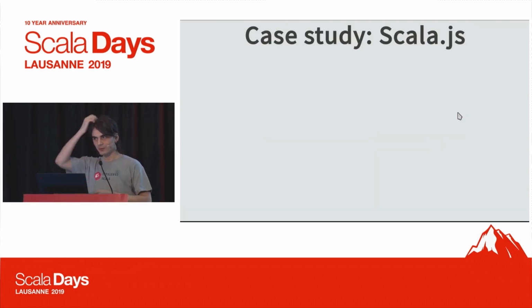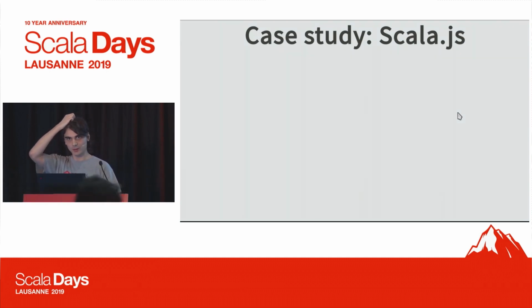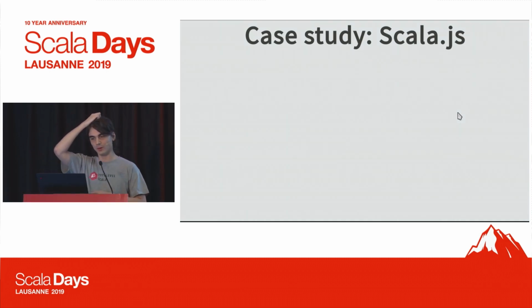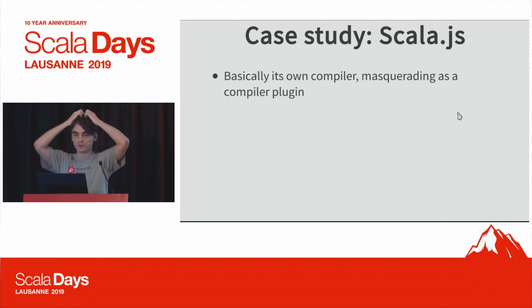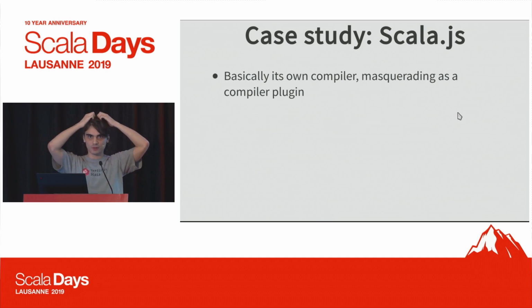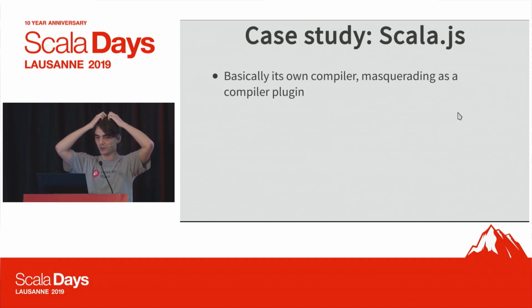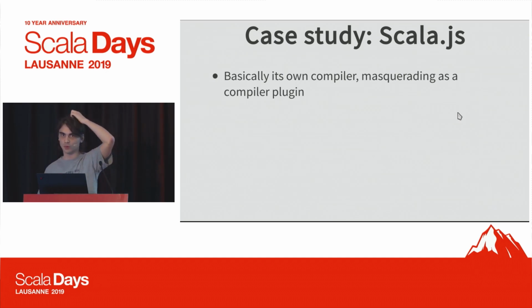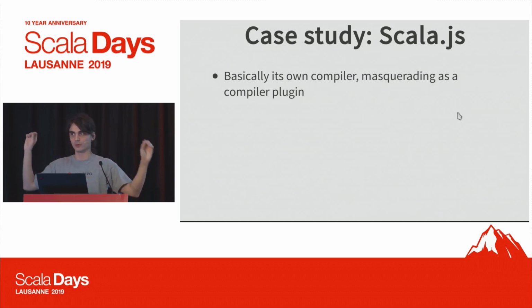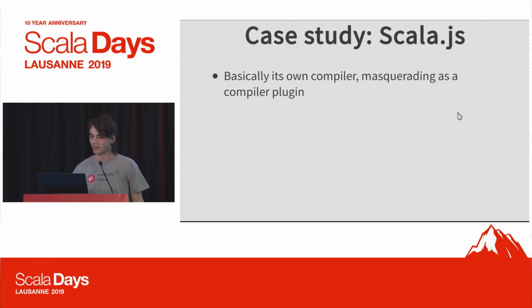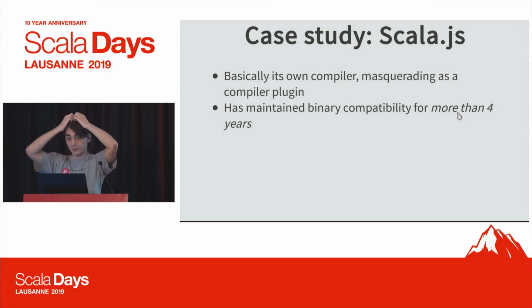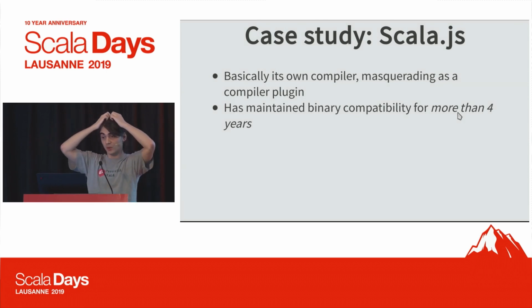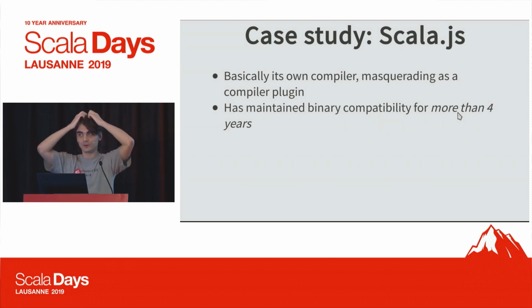And I think one interesting example of how things can be done exists already in Scala, and that's Scala.js. So you can say, well, it's not really its own language, but I mean, kind of is really. It pretends to be a compiler plugin, but it's really like a whole compiler. It does a lot of things. It's crazy. And what's really crazy is that it has maintained binary compatibility for more than 4 years, longer than the lifetime of a Scala version.